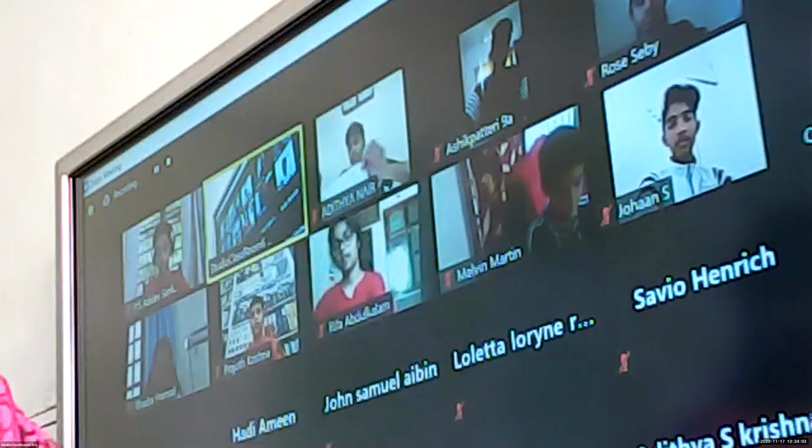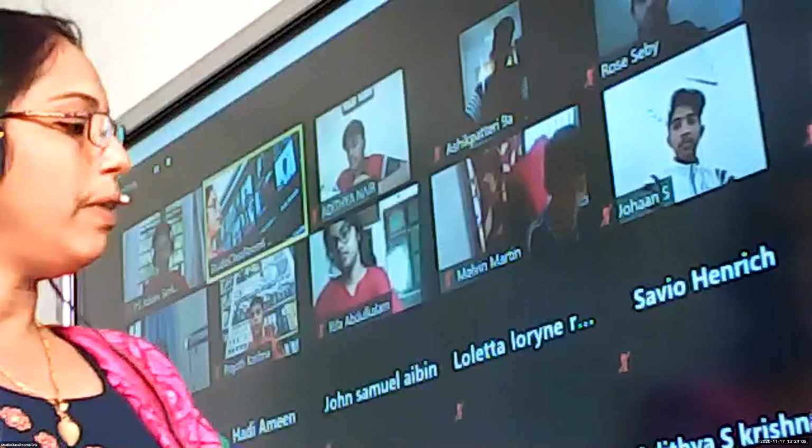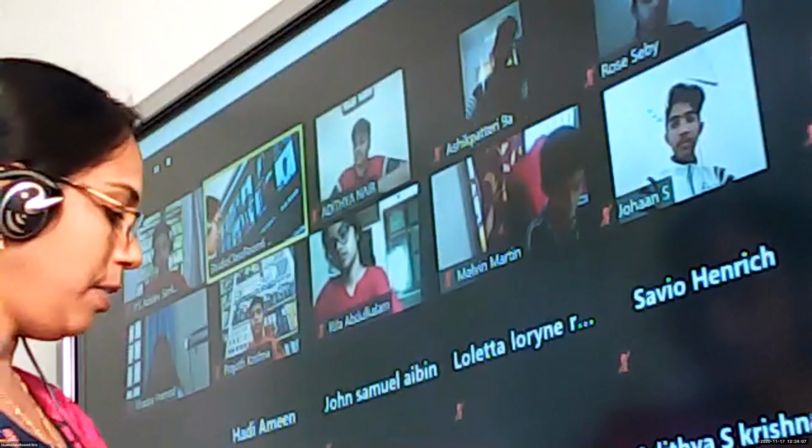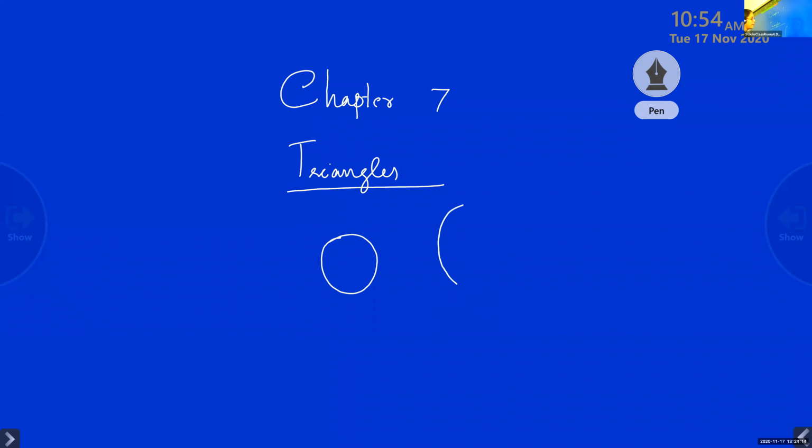Suppose I have a 5 rupee coin and a 10 rupee coin. What did you observe from this? This is rupees 5 and this is rupees 10. No need of writing, both are in circular shape. Yes, shape is same.